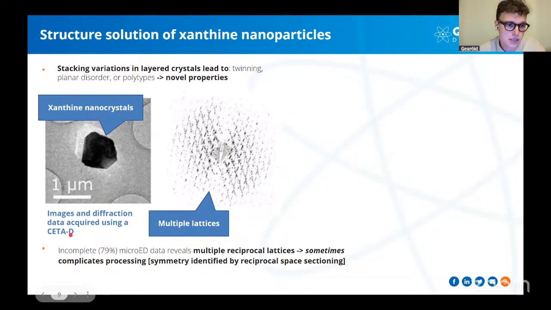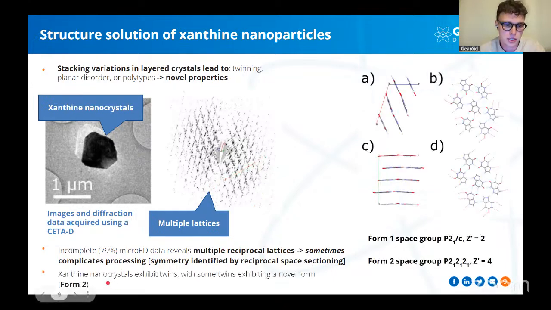In this case, she used a CCD. Actually, on this microscope, she did mention she had a Merlin detector, but it was a single chip detector, which wasn't quite big enough for the unit cell of these xanthine nanocrystals. Nevertheless, she obtained these incomplete microelectron diffraction data sets that exhibited multiple reciprocal lattices. She used reciprocal space sectioning to identify symmetry, and eventually she was able to determine that these xanthine nanocrystals exhibit twins, and some of these twins actually have a novel form.